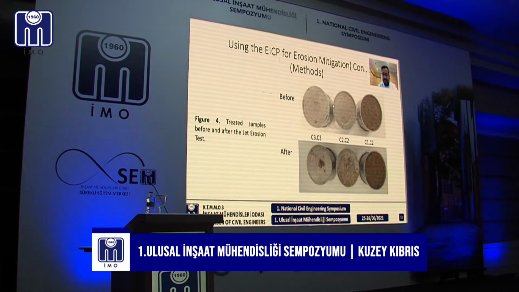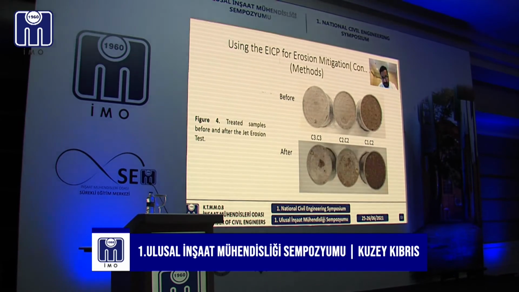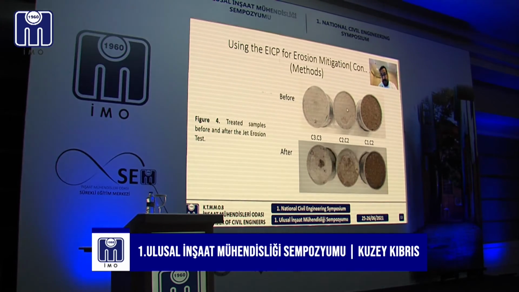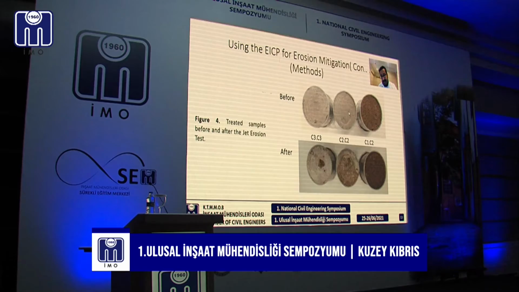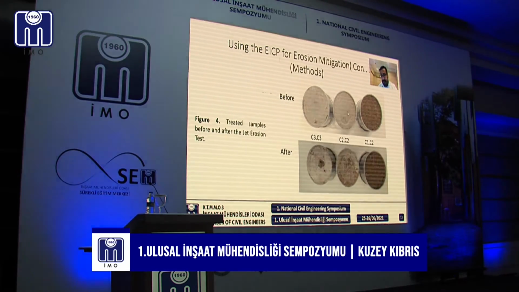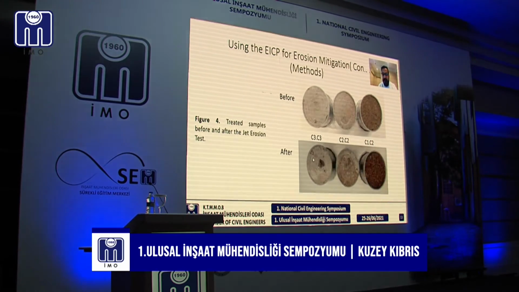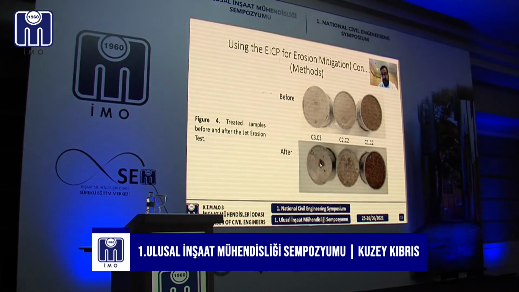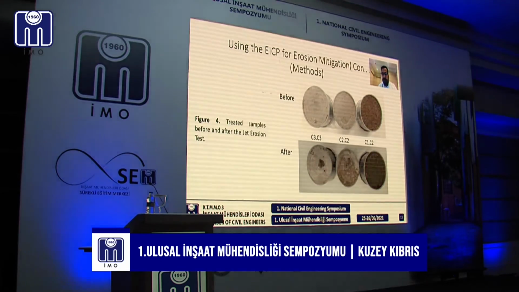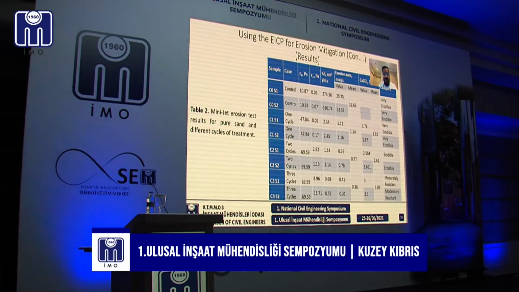So this is the sample before and after. This is 1 cycle, 2 cycles, and 3 cycles of treatment. It is very clear that this is the calcite layer on top of the soil. After applying the erosion, it starts to erode. As the erosion increases, it becomes a scar only in the middle, where we applied the jet. For the first cycle, it is totally eroded from all sides. So let's see the results.